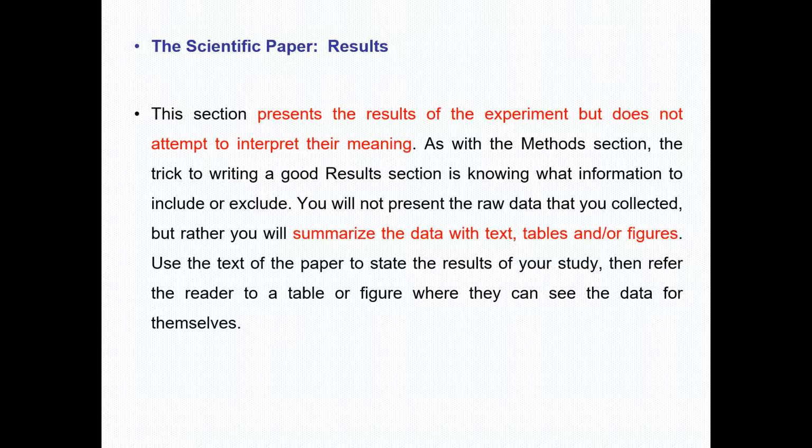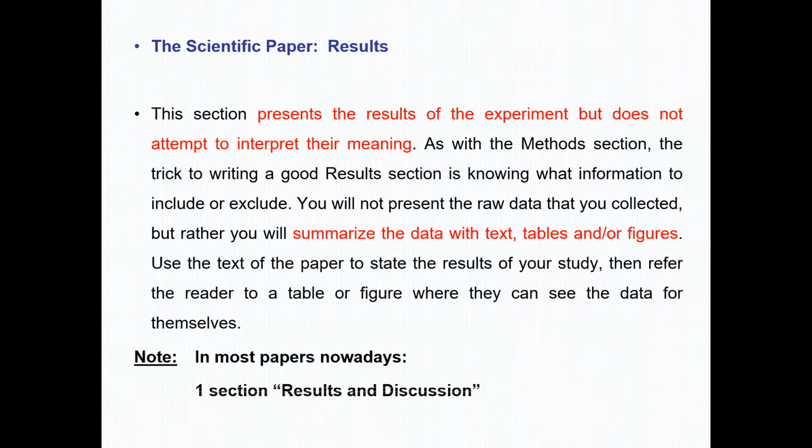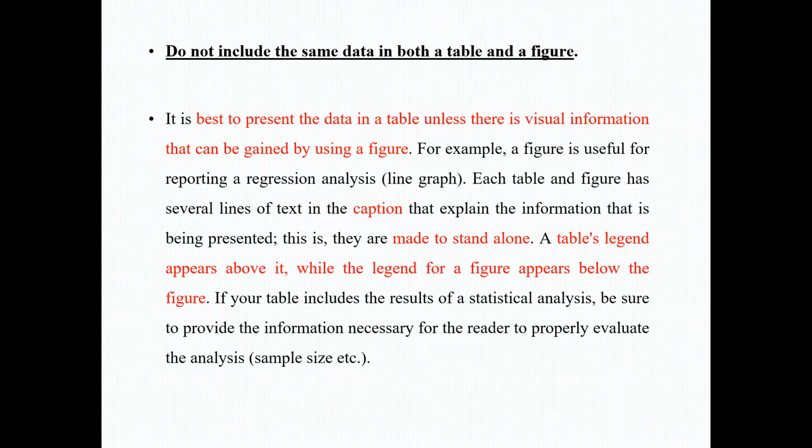So use the text of the paper to state the results of your study, then refer the reader to a table or figure where they can see the data for themselves. Note that in most papers nowadays, the first section consists of results and discussions. Do not include the same data in both a table and a figure. Sometimes people make this kind of mistake, putting the same data in both the table and the figure. It is best to present the data in the table unless there is visual information that can be gained by using a figure.